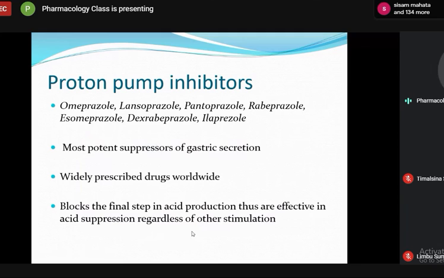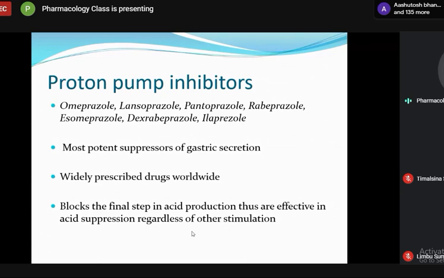So now let's start with the proton pump inhibitors today. Proton pump inhibitors are the most potent suppressors of gastric secretion, and they are widely used nowadays. They block the final step in acid production. Thus, they are effective in acid suppression regardless of other stimulation.